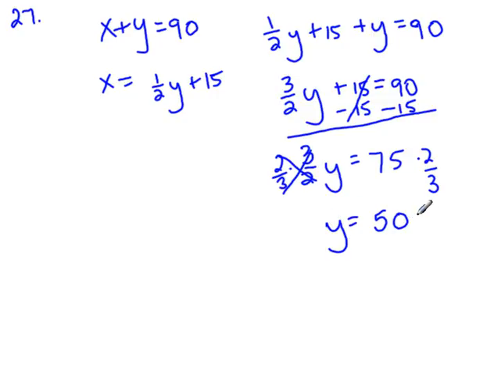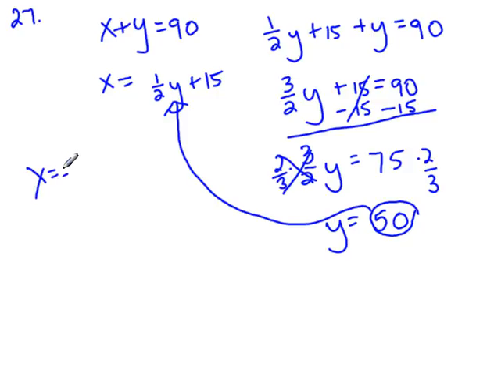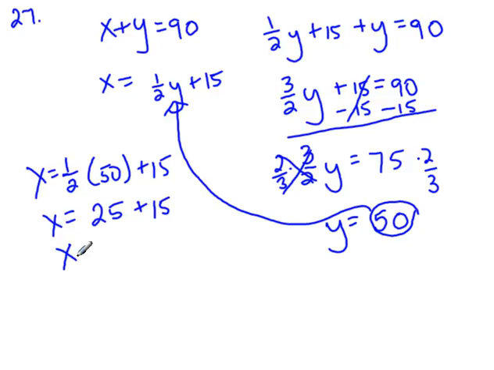So now I'm only halfway finished with the problem because I have to take what I found y to be, 50, go back to this equation, and substitute in. So I have x equals 1/2 times 50 plus 15. Half of 50 is 25, plus 15. And so that makes x equal 40.